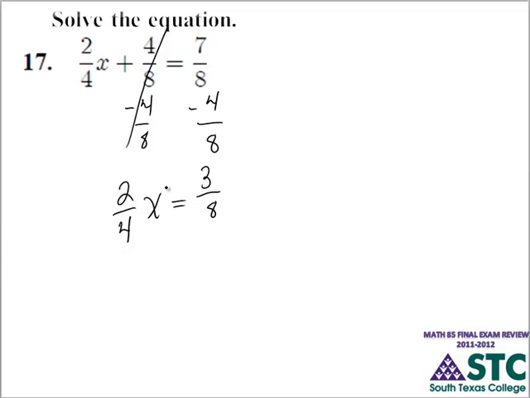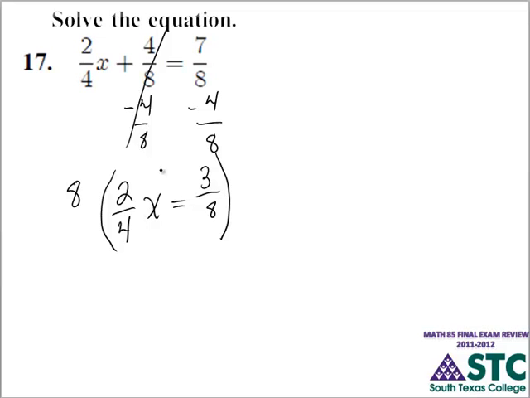The first method you might use is by multiplying everything by the LCM, or the least common multiple, in this case the least common denominator. For 4 and 8 we would have 8 as our LCD. So we would multiply everything in the equation by an 8.